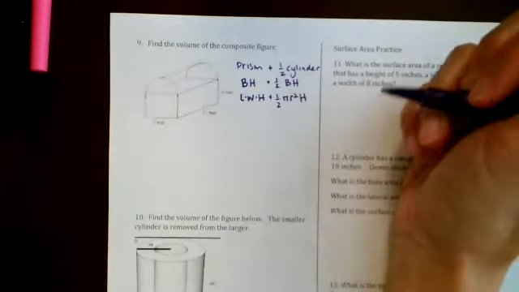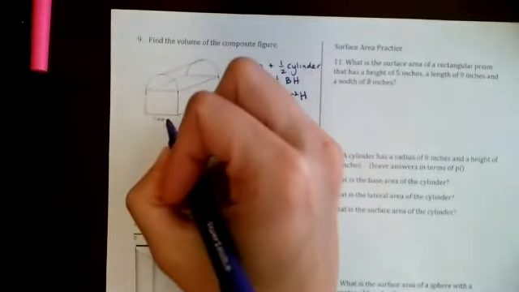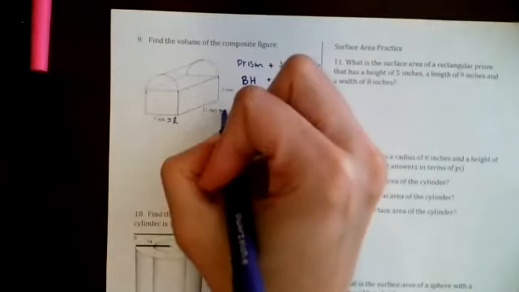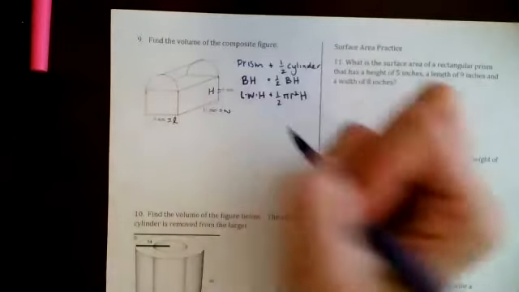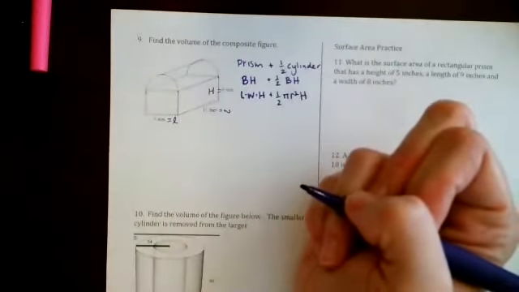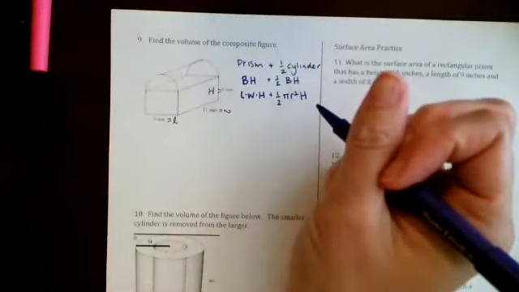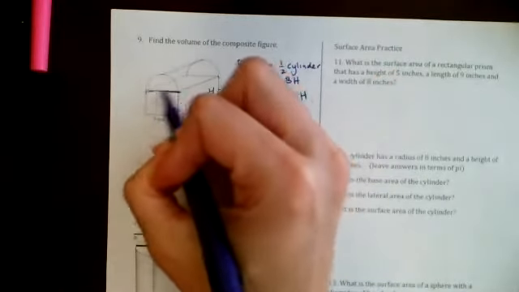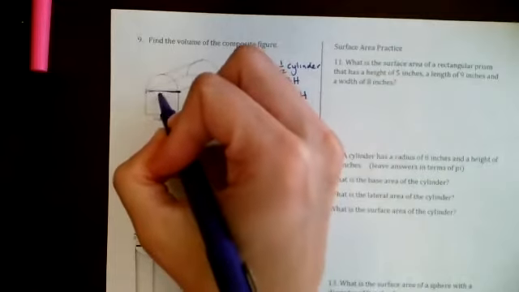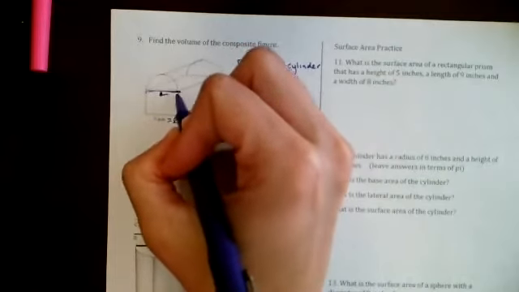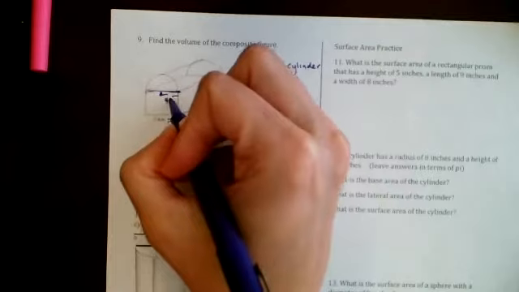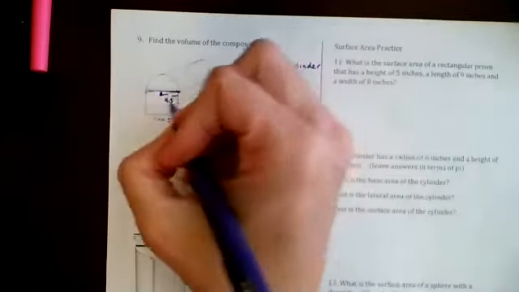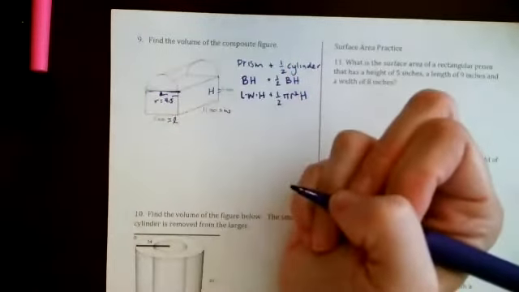So let's label what we have. Length and width, you can call whichever one you want. It doesn't matter. So if I call this one L and this one W, the 6 is the height of my prism. I need to figure out what the radius is of my cylinder. So if this distance is 9, then that would mean from here to here would be half a 9. So that would be 4.5. So R is going to be 4.5.